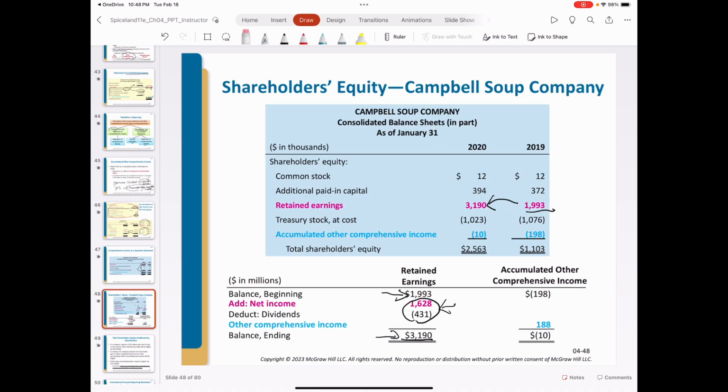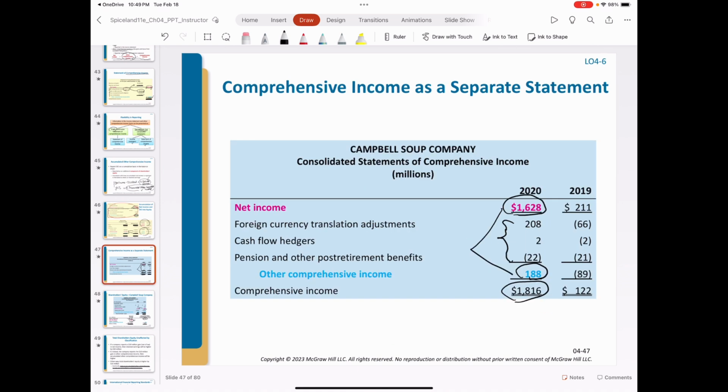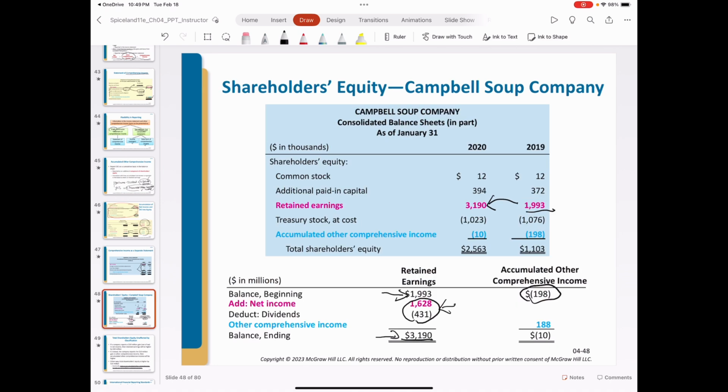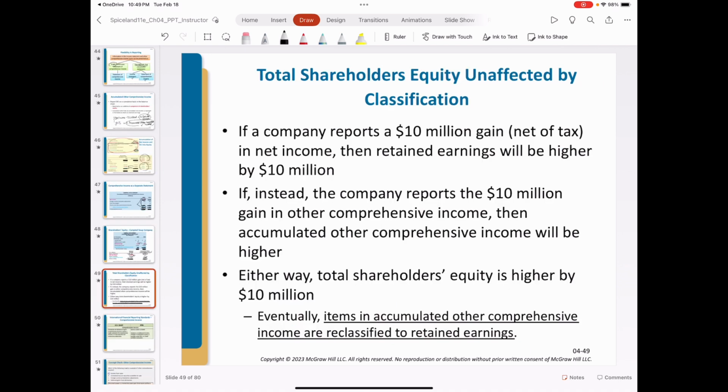While another column represents the change of accumulated other comprehensive income. It begins with 198, accumulated other comprehensive loss because it was negative. This year, 188, other comprehensive income. So after this change, the ending balance of accumulated other comprehensive income becomes negative $10 million. The total shareholders' equity is unaffected by classifications.